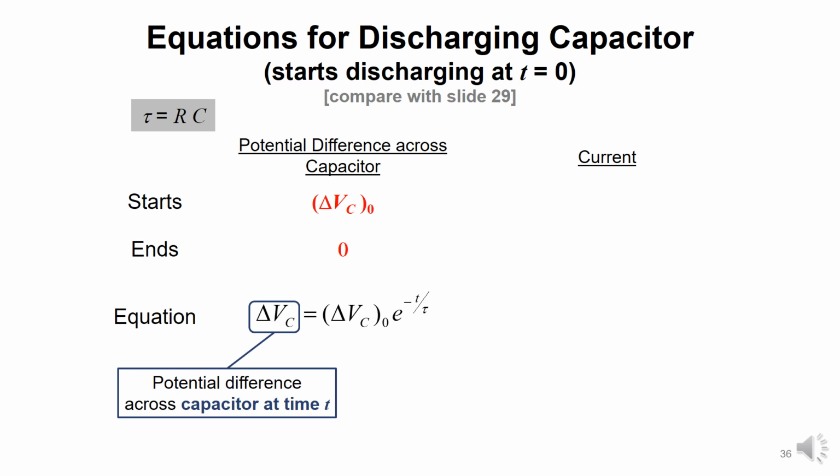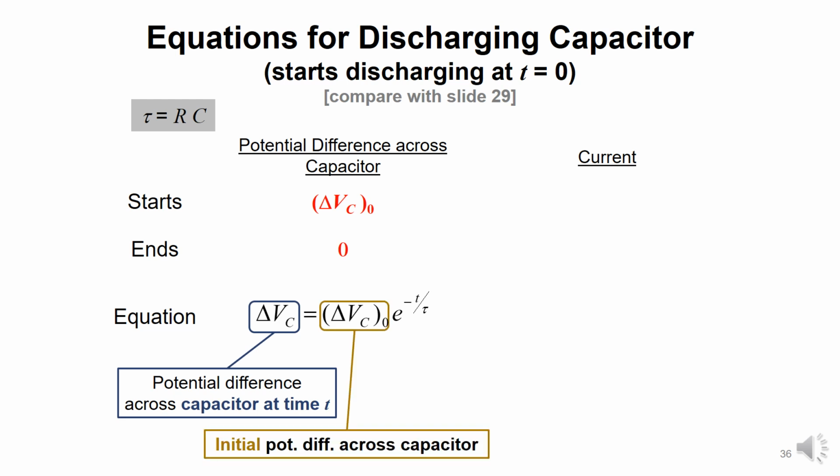So let's label the terms here. Potential difference at any time t, that's on the left side. On the right side of the equation, we have VC0. That's the initial potential difference, the maximum potential difference.